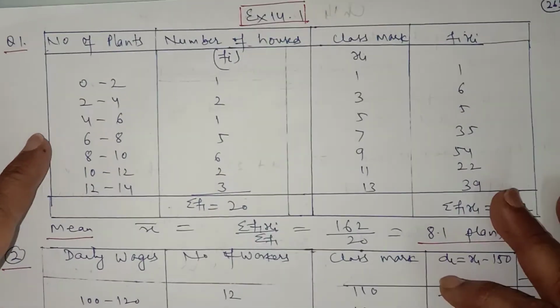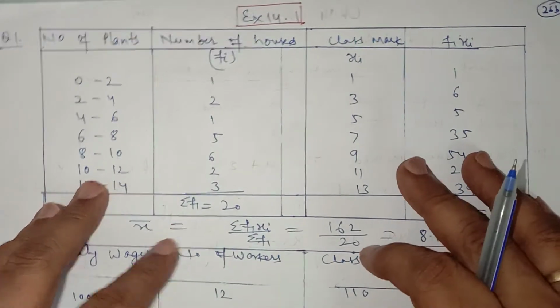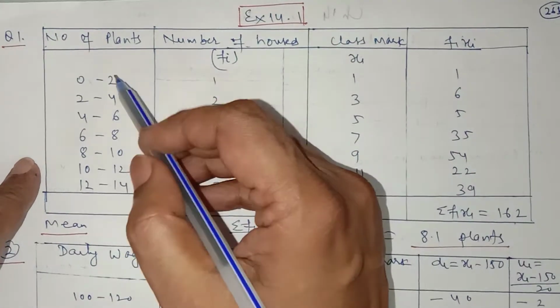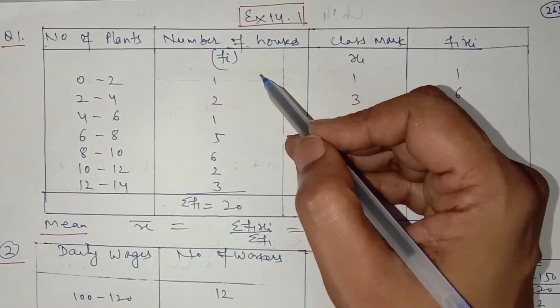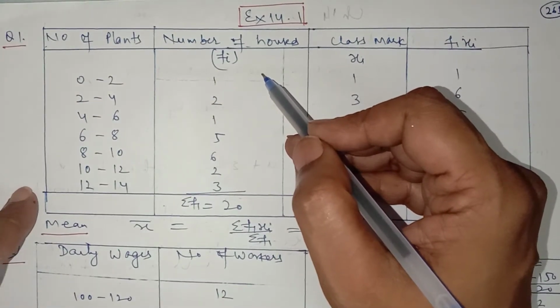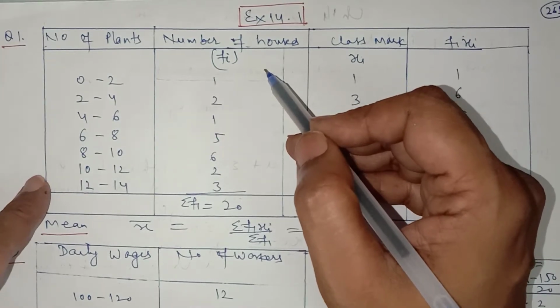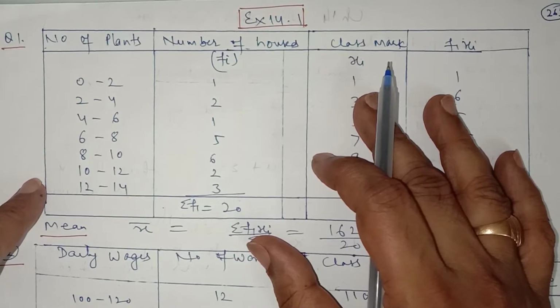Now we are starting with exercise 14.1. In question number 1 of exercise 14.1, the grouped data is given as the number of plants in a number of houses in a given locality. You can read the question from your NCERT book. So you should have your NCERT book with you when you are doing the questions or seeing this lecture.